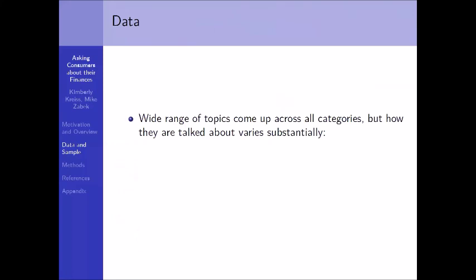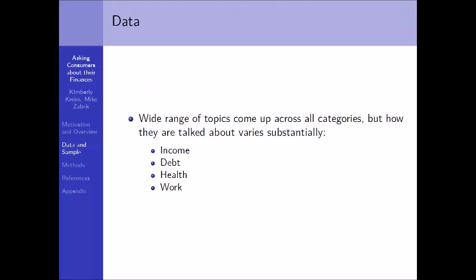So we get a wide range of topics that come up across all the different categories, but how they're talked about really varies a lot. So even just from these 5 responses from each category I showed, you can see there's different talk about income. So people either have steady income or it's not predictable. Debt, not having debt is obviously very good. People are averse to certain types of debt. Credit card debt's not a good one. People are okay with having mortgage debt.